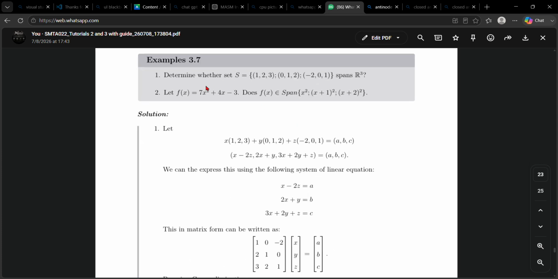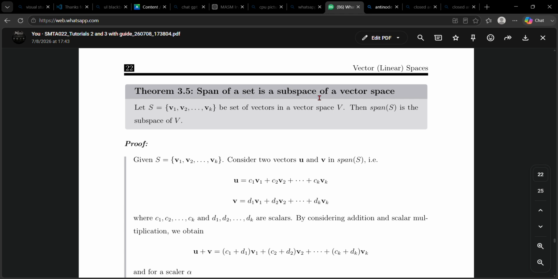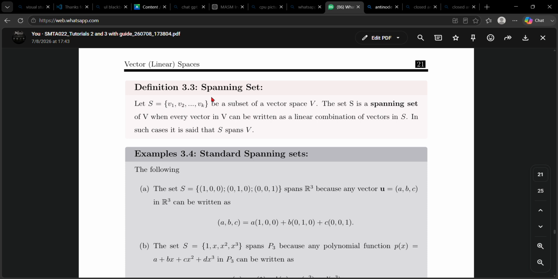So here they're saying, okay, I'm going to start here. Span of a set. I want us to discuss what is a span of a set. So let S equal to this be a subset of a vector space V.